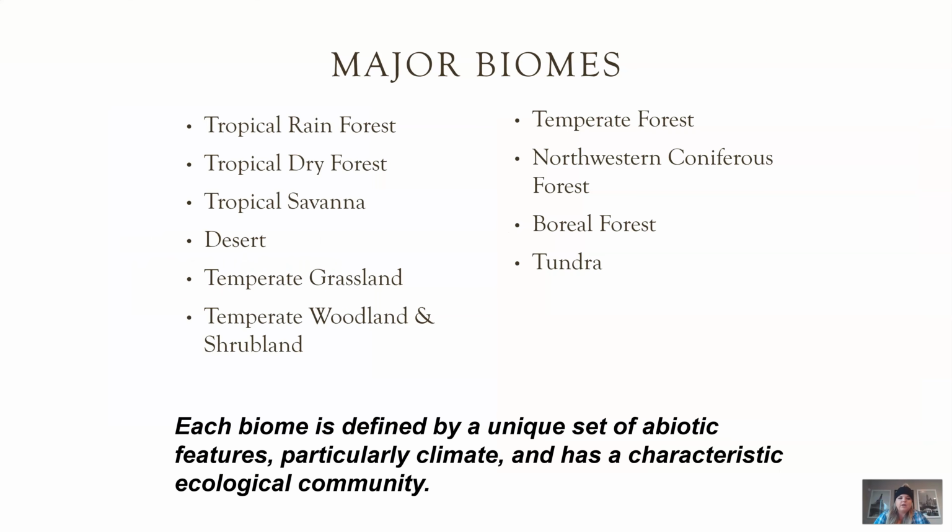The major biomes are tropical rainforests, tropical dry forests, tropical savannas, deserts, temperate grasslands, temperate woodland and shrublands, temperate forests, northwestern coniferous forest, boreal forests, and tundras. Each biome is defined by a unique set of abiotic features, a particular climate, and has a characteristic ecological community. So it has a very particular set of characteristics, both abiotic and biotic.